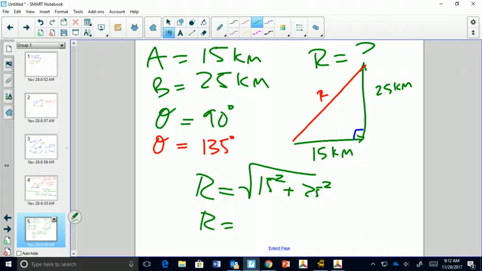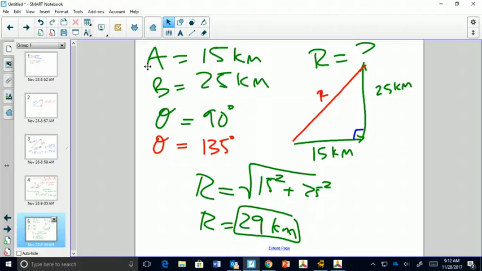Okay, did it give you exactly 29? Okay, 29.15. How many significant figures should we have here? Just two, right? Yeah, absolutely. So therefore 29, and my units would be kilometers. Make sense? I'm going to try and slide this guy over here.